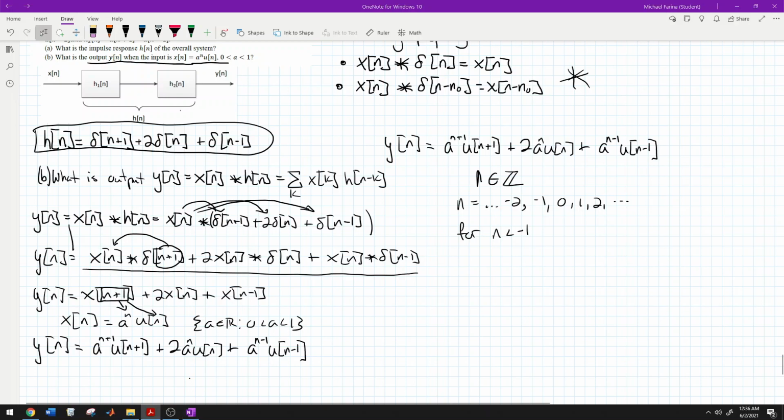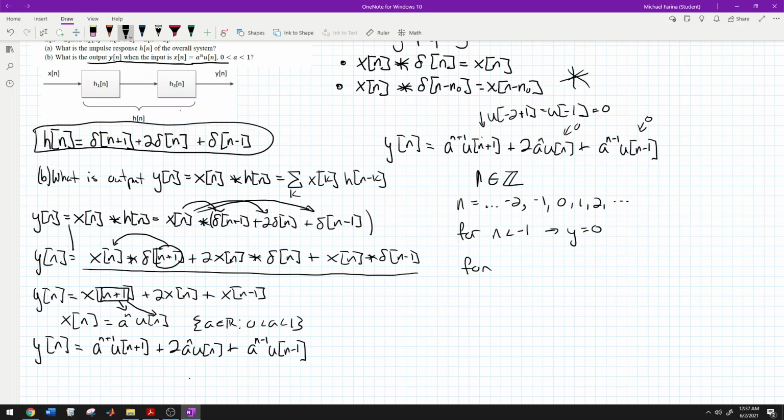If n is less than -1, let's take a look at our unit steps here. That one's going to be u of, if it's less than -1 and it has to be an integer, -2 plus 1, that's going to be u of -1, and that's going to be 0. Excuse me, that should be a plus sign right there. And this one's going to be 0, and this one's going to be 0. For n less than -1, that means that y is going to equal 0.